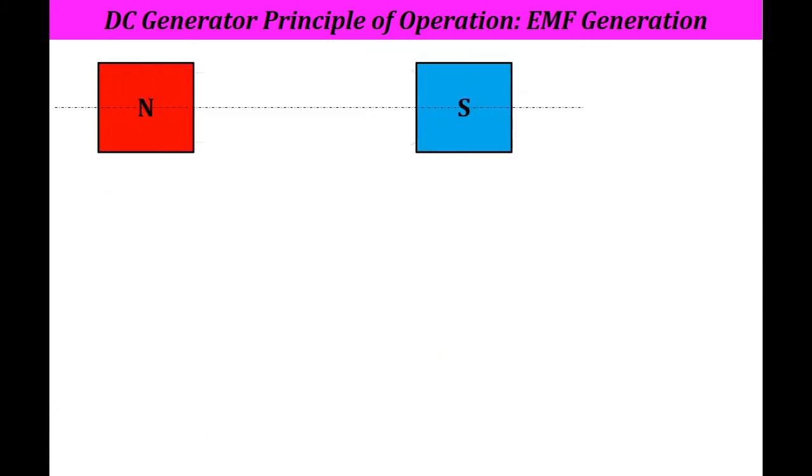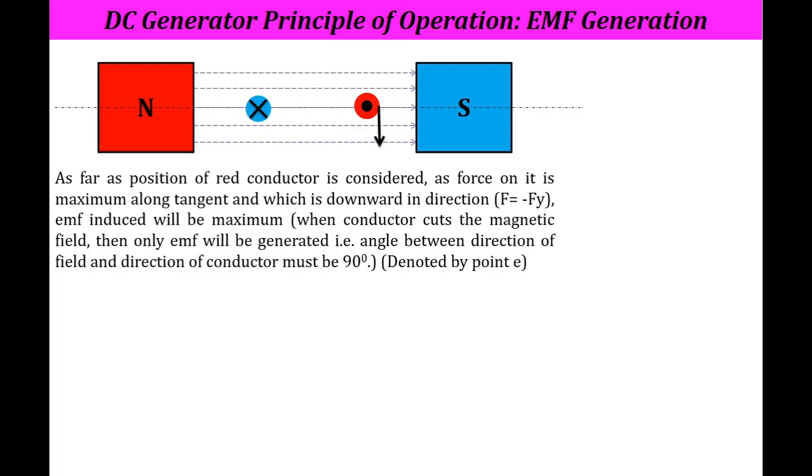Now the question will arise, as far as the position of the red conductor is concerned, the force on the red conductor is maximum along the tangent and it is in a downward direction, that is, along the y-axis. So the force which is developed is equal to Fy, but it will be negative, that is minus Fy, because it is in the downward direction. So EMF will be induced here, and it will be maximum, but it has a negative sign. So graphically, this is point D, the initial point when theta equals 135 degrees.